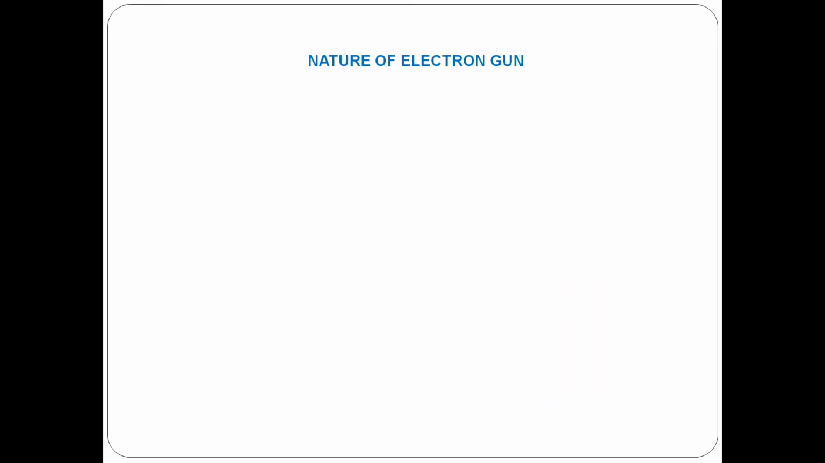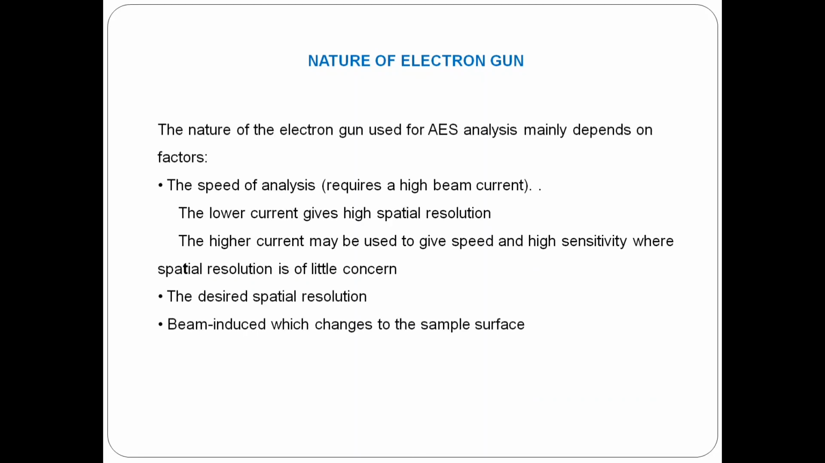So what type of nature of electron gun is required? The nature of the electron gun used for AES analysis mainly depends on the following factors. It depends on the speed of analysis, and that speed requires a high beam current. When the current is lower, it gives a high spatial resolution.